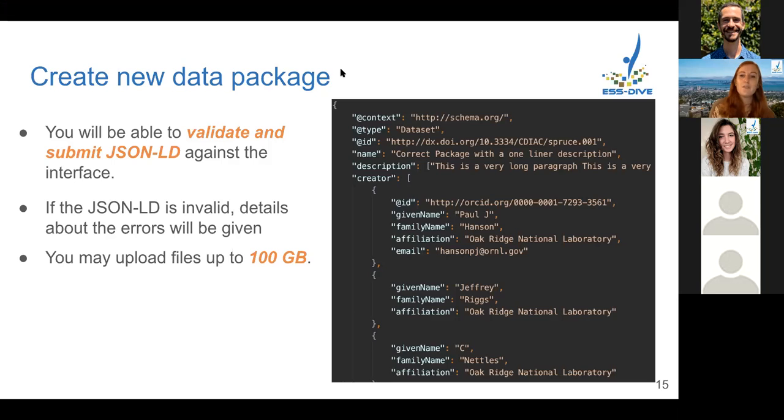And so what you'll do is you'll create your JSON LD, and you'll submit it and validate it against the interface. And if the JSON LD is invalid, you'll get back some errors, which I'll show you on the next slide. But you can upload, as I mentioned, files up to 100 gigabytes within that initial upload. So you can bundle together your metadata and data in one upload to create your new data package. And as soon as you get it set up, there will instantly be a landing page on ESS-DIVE. And that will look like, if you can go to the next slide.